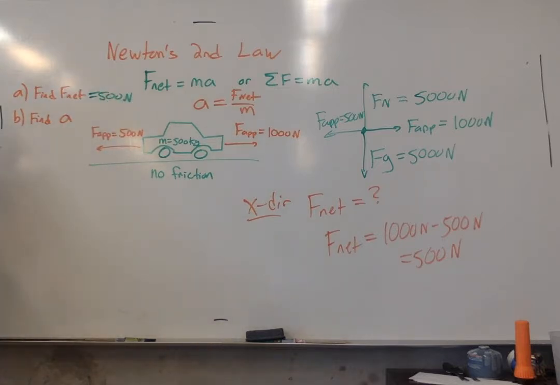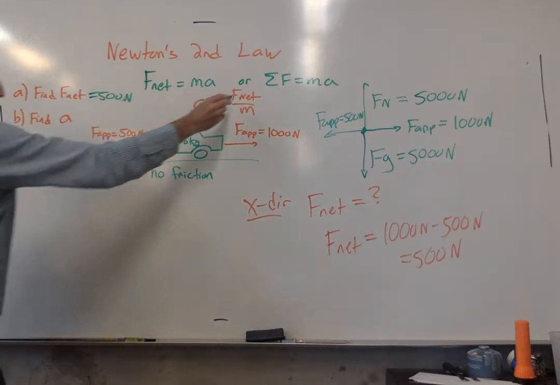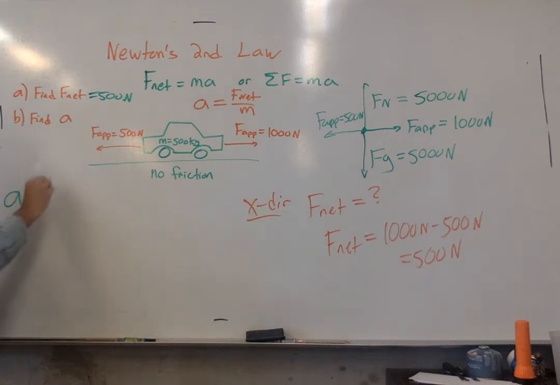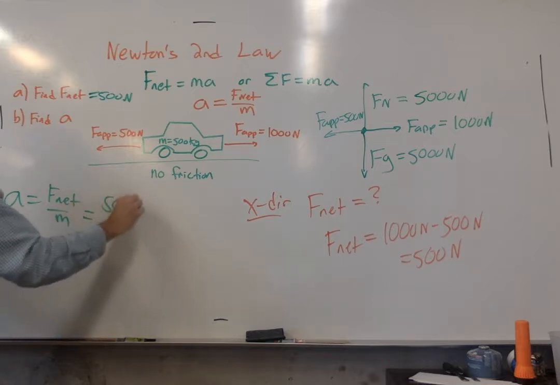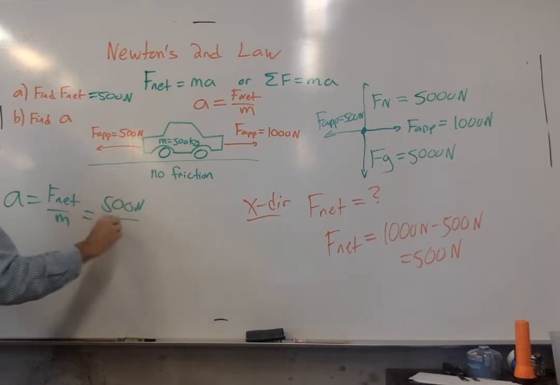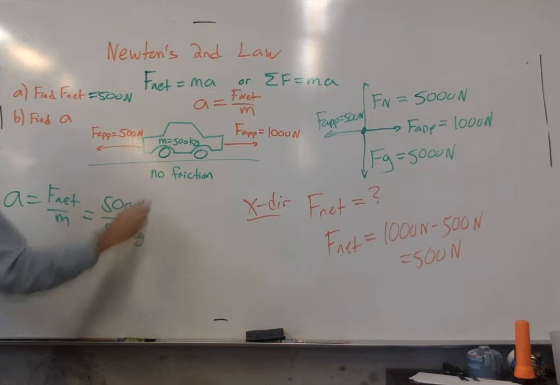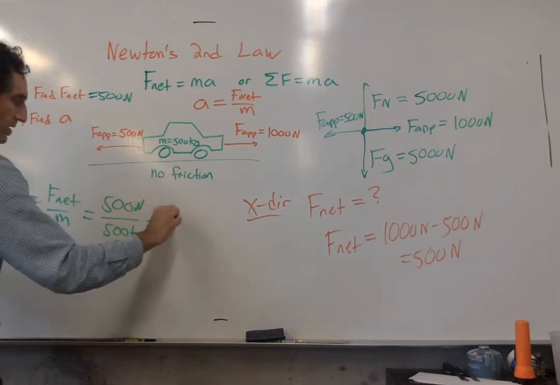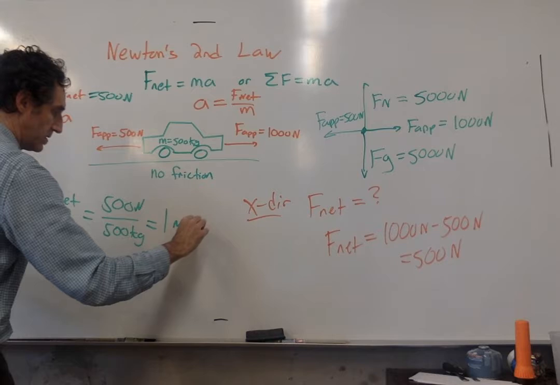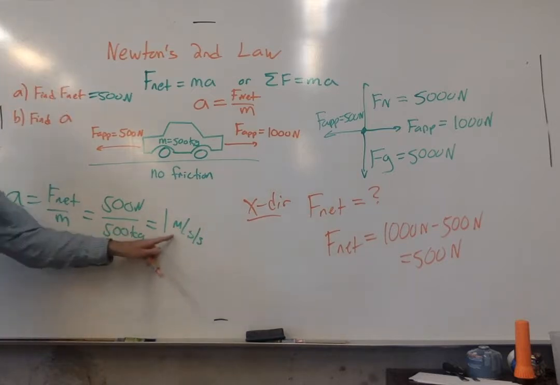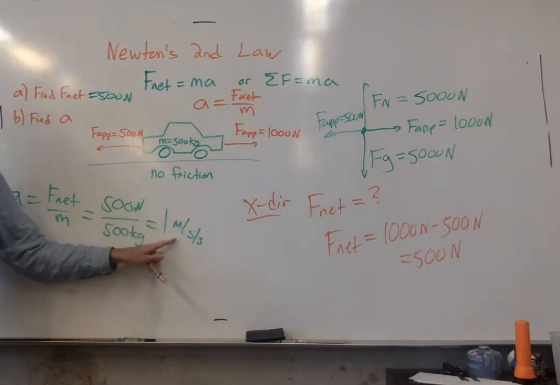Great. Now let's look for acceleration. Just using this one, acceleration is F net divided by m. My net force was 500 newtons, and my mass is 500 kilograms, so I get 1 meter per second per second. The units are always going to work out to be meters per second per second.